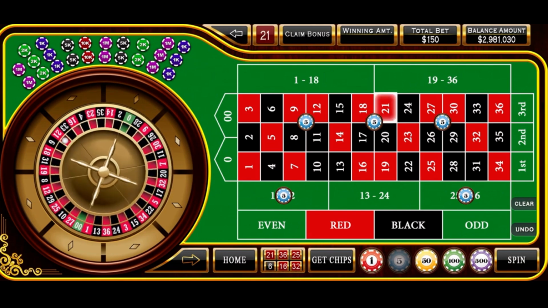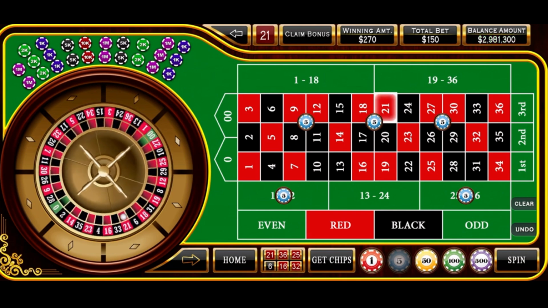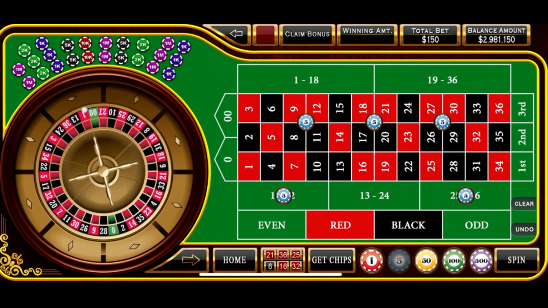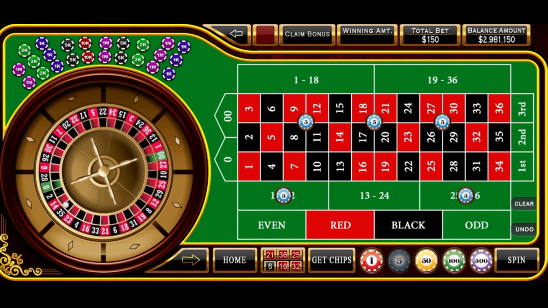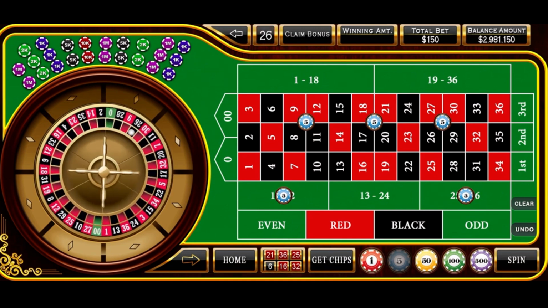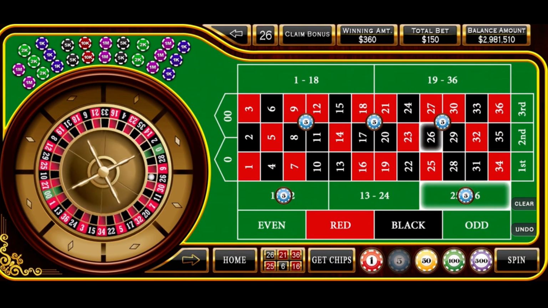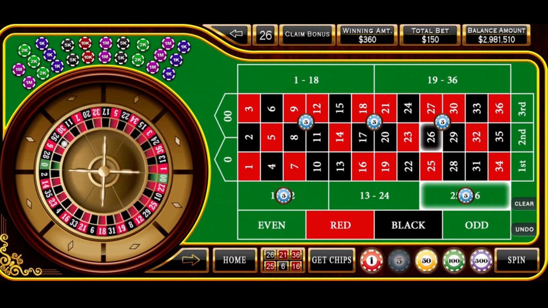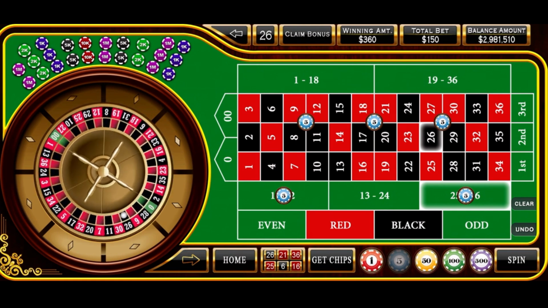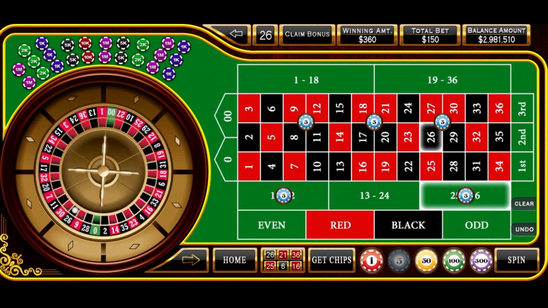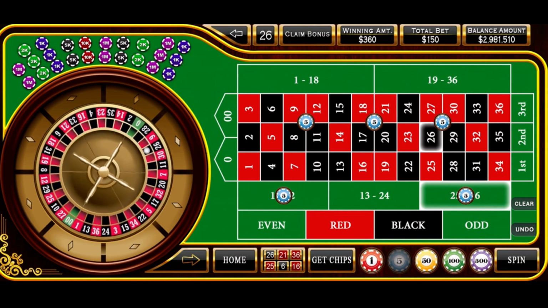That's 21 red, so that is a winner there. So that puts us at 1,300, down 200 for the session. And we're spinning again. Here we go. That's 26 black, so that's a double hit for us. That puts us at 1510. That's not our session high. Session high is 1590, but we're going to reset the losses.